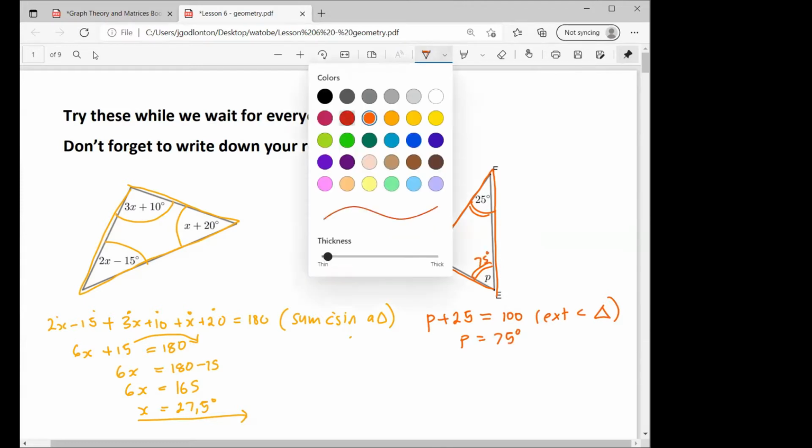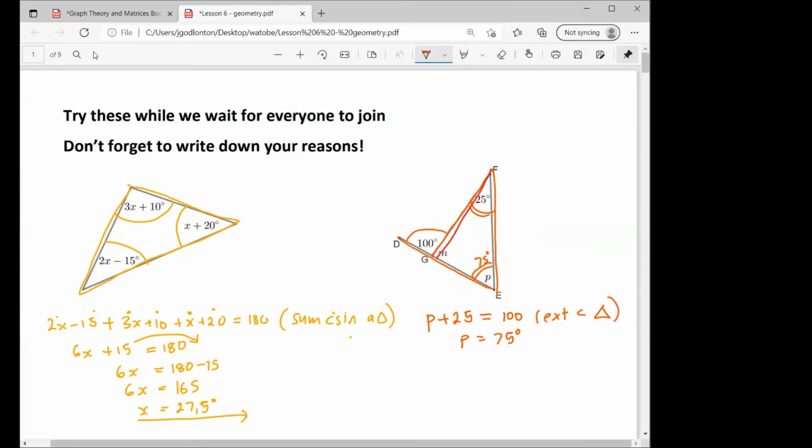And then you could have done sum of angles in a triangle if you wanted to, or you could have looked at the straight line over here and said, well, M plus 100 needs to equal 180 because of angles on a straight line, which means M would be 80 degrees. And so we've got our value for P, M, and X.